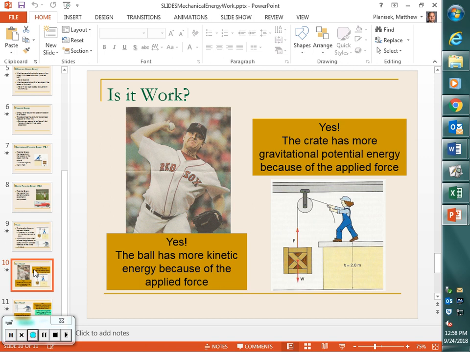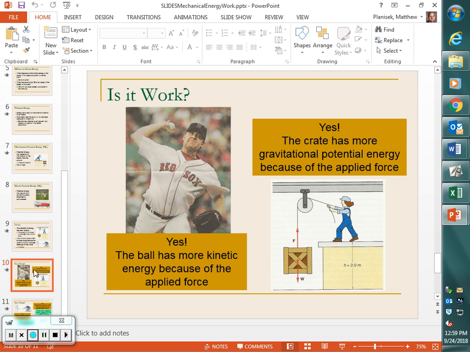So, if we're looking at a situation, and my question to you is, is it work, right? That's the question on the test, or the question we're analyzing, right? Okay? So, there's two things we can look for. Jay, what's one thing we can look for? Does the energy change in this situation, right? So, for the pitcher, does the energy of the baseball change because of what the pitcher does to it? Yeah, it ends up with more what? After he throws it. Speed gives it what kind of energy? Kinetic energy, right? The ball ends up with more kinetic energy because of what the pitcher does to it. So that's one thing we can look for.